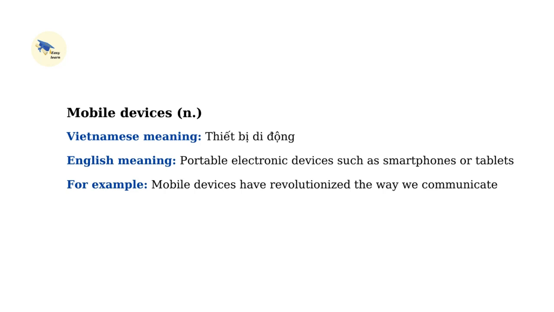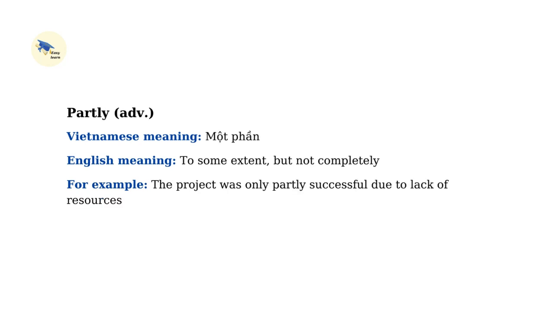Mobile devices. Thiết bị di động. Portable electronic devices such as smartphones or tablets. For example, mobile devices have revolutionized the way we communicate. Partly. Một phần. To some extent, but not completely. For example, the project was only partly successful due to lack of resources.